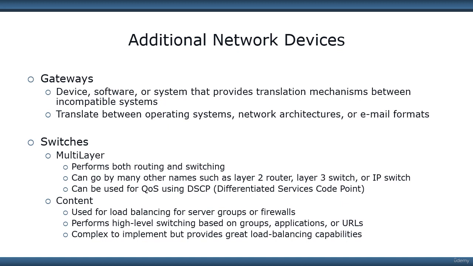referring to, because a traditional gateway is any device, whether it's software or a physical system, that does some sort of translation between incompatible systems. The only one actually mentioned on the objectives is a voice gateway. A voice gateway is used to translate between private branch exchange, the old PBX style phone systems that businesses used, and voice over IP systems.